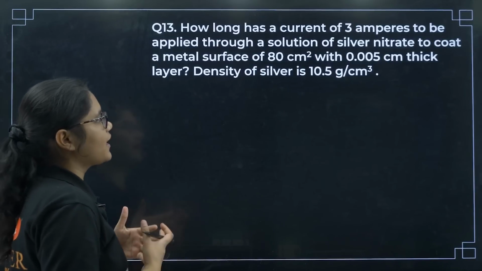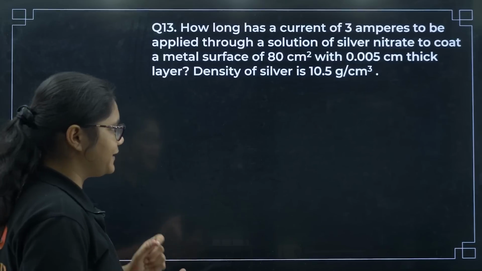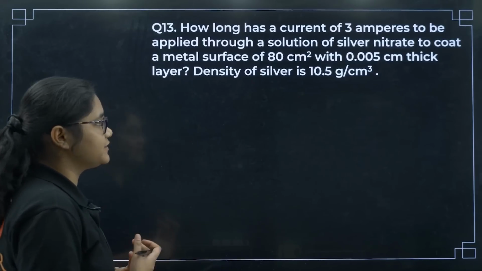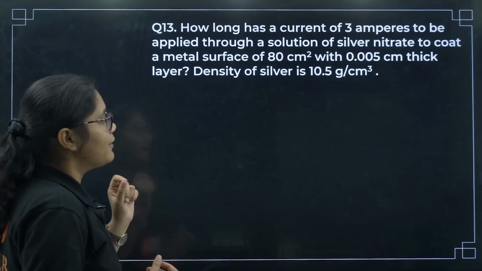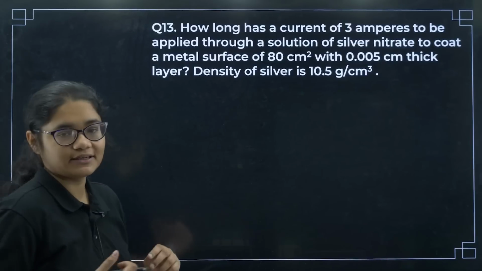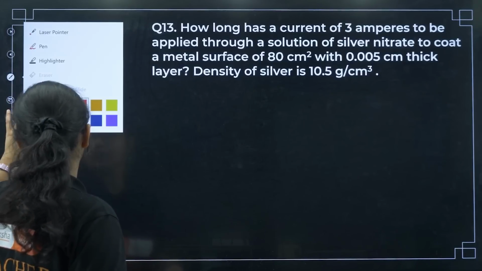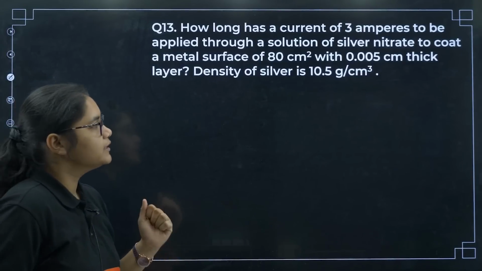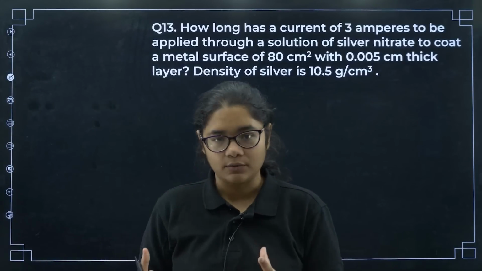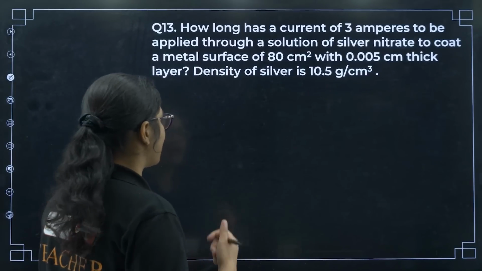How long has a current of 3 ampere to be applied through a solution of silver nitrate to coat a metal surface of 80 centimeter square with 0.005 centimeter thick layer? Density of the silver is 10.5 gram per centimeter cube. So when this type of question is asked, you have to first find out the mass of the silver that is required to coat this particular metal surface. Okay, so how will you calculate the mass?